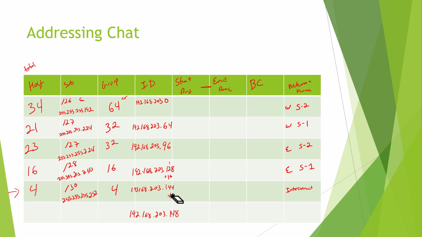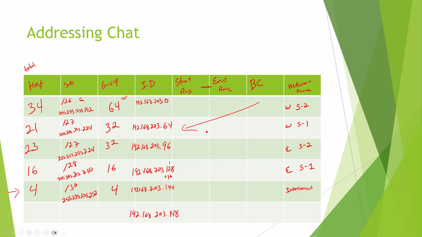192.168.203.148. All right, so that's the start of our address chart. Now we can fill in the rest. Now that our IDs are done, we can go to our broadcasts. Our broadcast is 1 less than the next ID.